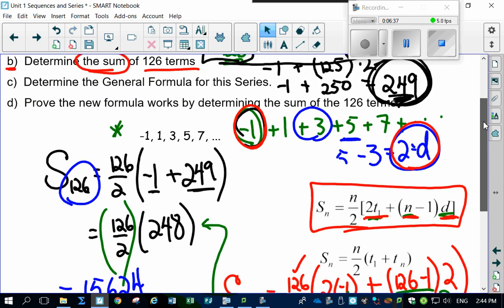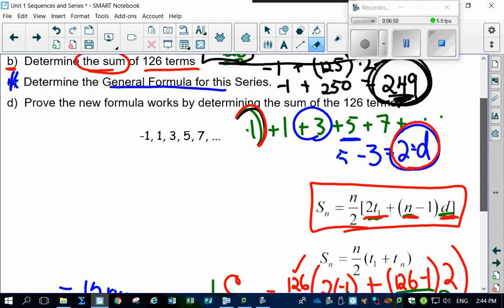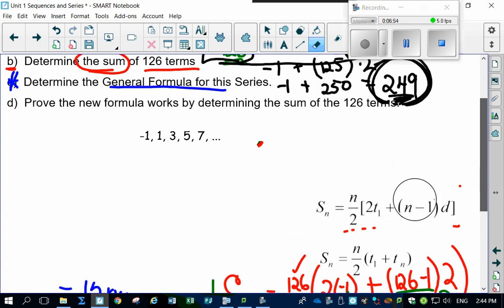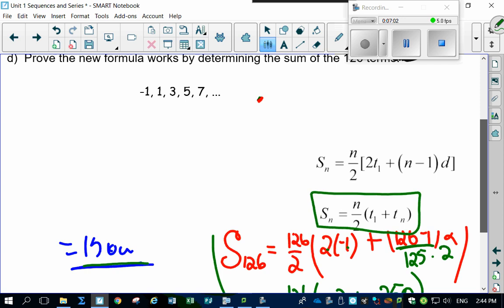Now, we're going to have to figure out something called a general formula for this series. How do we figure out a general formula for this? Real simple. I'm going to clear up some of this room here because I need some of this room for writing things out. I want to show you how this works. I'm going to pick the easier of the two formulas, this one down here, because it's just easy to work with.